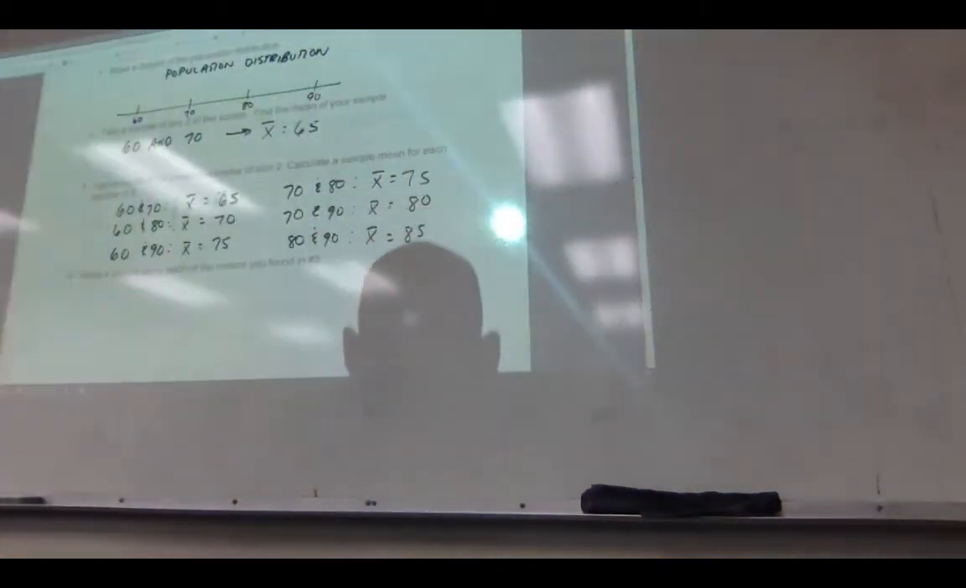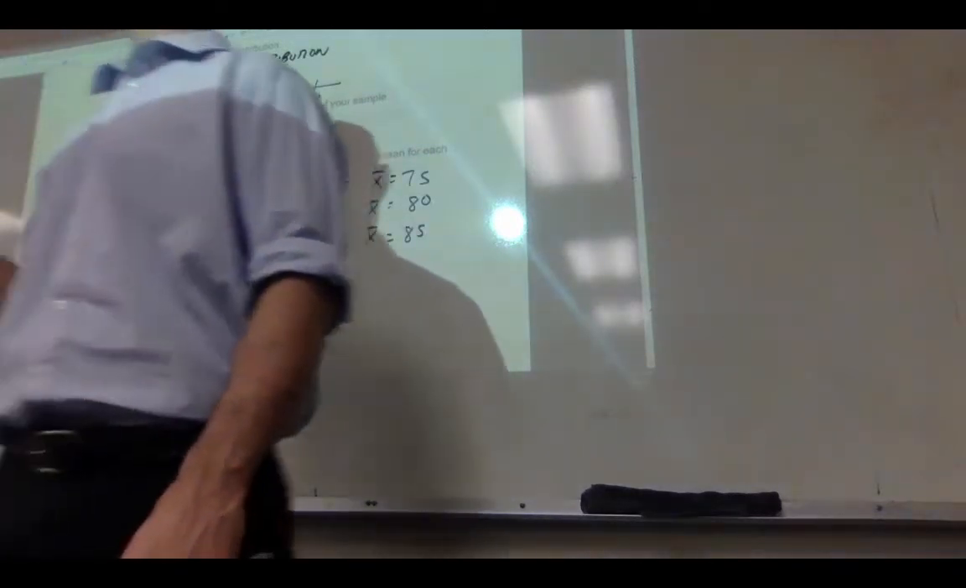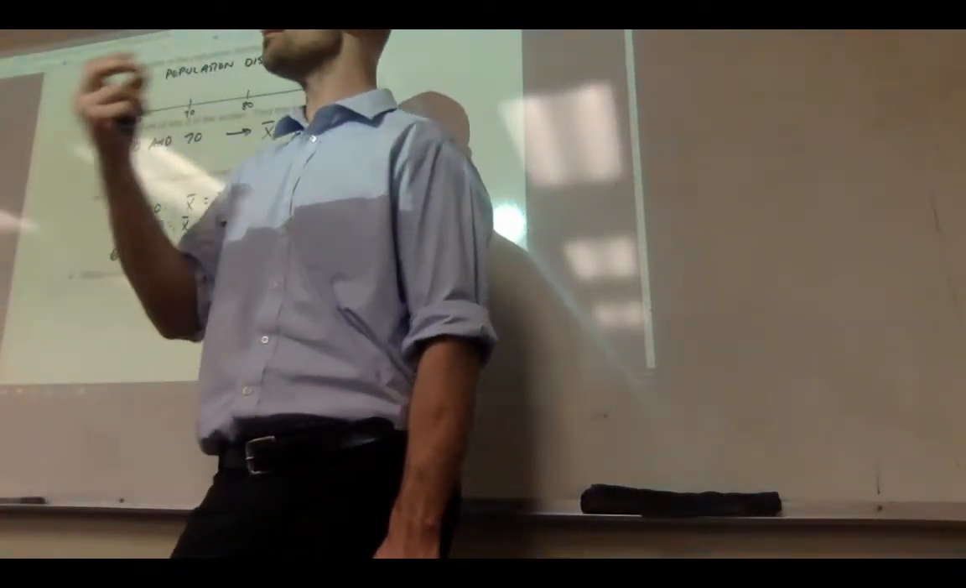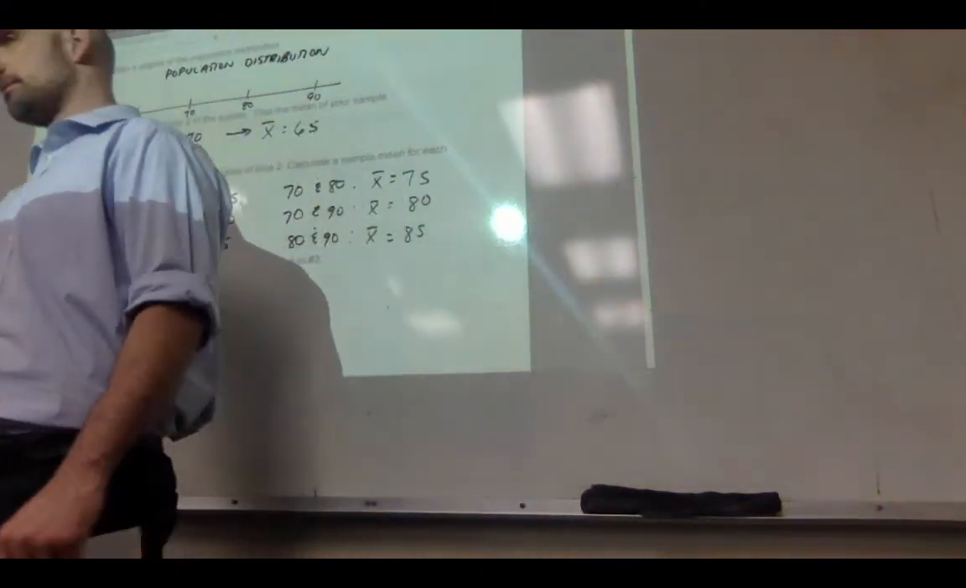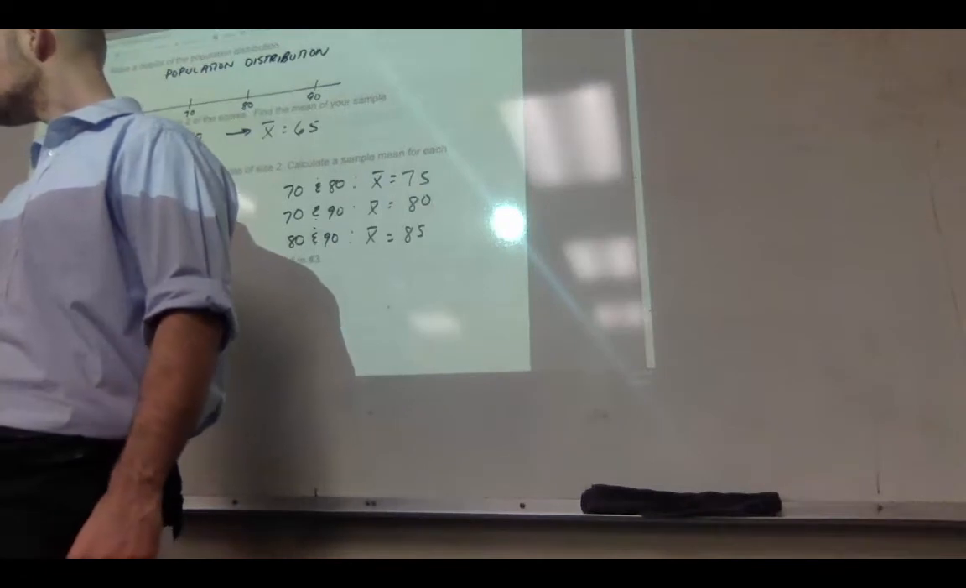Here about this. This is a very simple example to help you understand the difference between a population distribution and a sampling distribution. If you ever forget, just think about the words. What is a population? Let's bounce back to last semester. What's a population? Everyone. It's everyone.